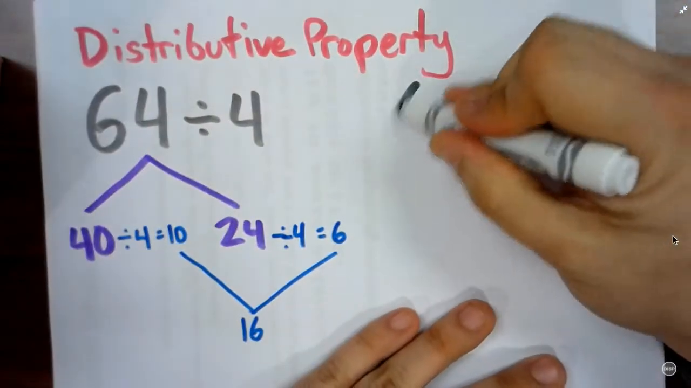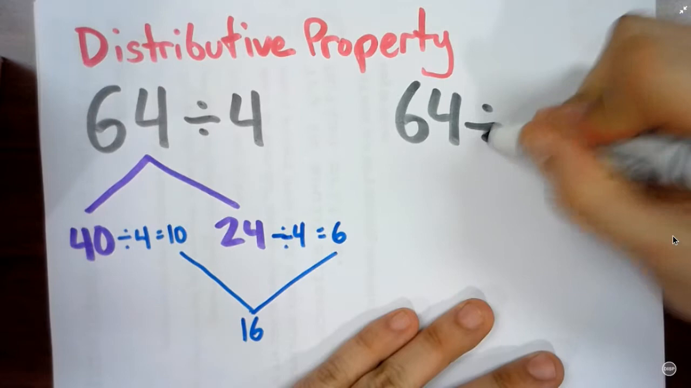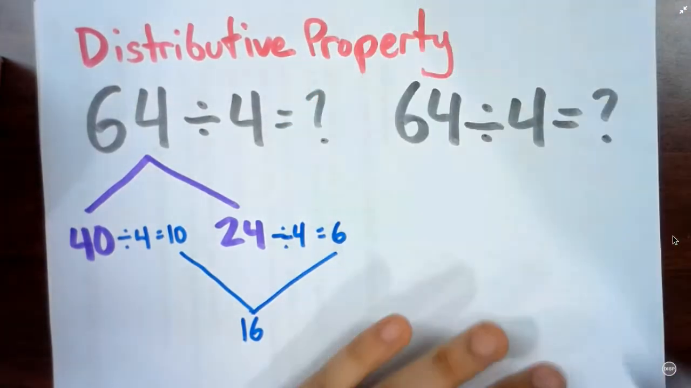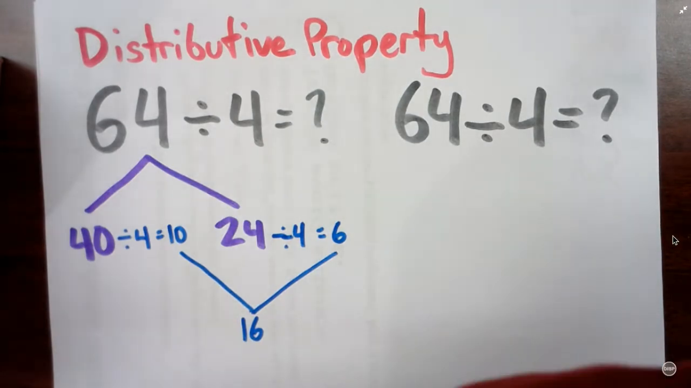But again, that's not the only way that I can divide that. I could write it again, 64 divided by 4. I should always have my equals sign here. And let's find another way that I can decompose this.